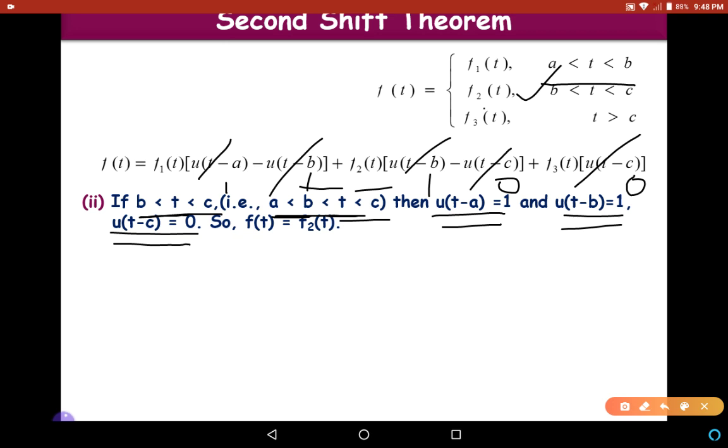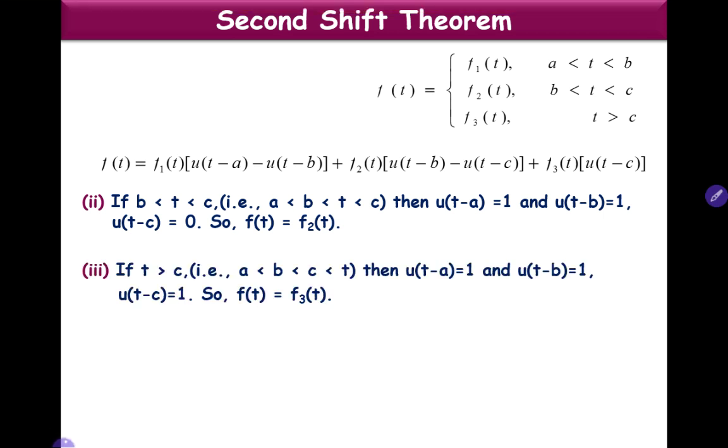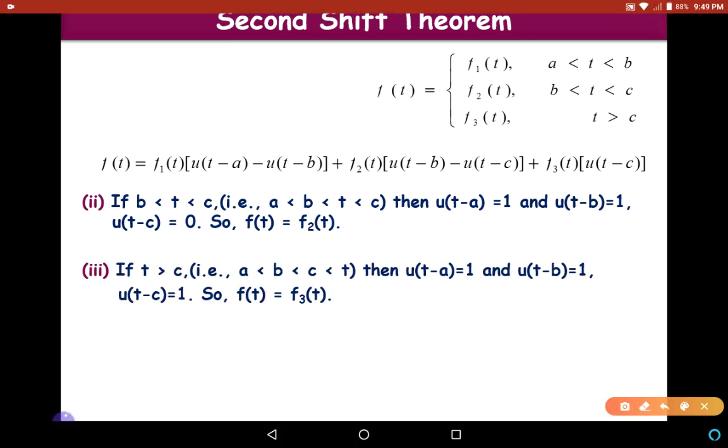Now let us look at the third case. What is the third case? If t is greater than c, what is the relation between a, b and c? A less than b, b less than c. Therefore, a less than b less than c, and c is less than t. Now, what are the values of U of t minus a? Because t is greater than a, U of t minus a is 1, U of t minus b is 1, and U of t minus c is 1.